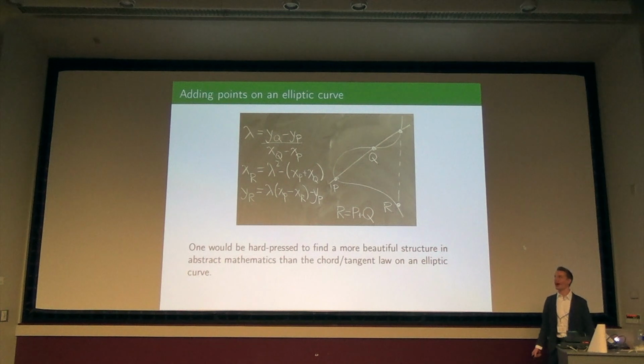So I tried to compress it down onto one piece of a blackboard. So how do you find this expression? You're given 2 points, P and Q. I have to write down the slope of the line between those 2 points. So this is rise over run.